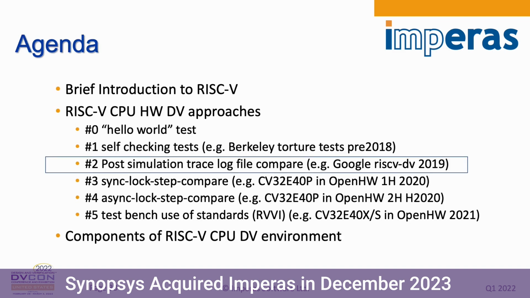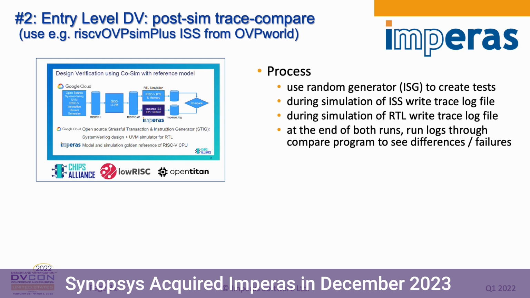Let's look at the next one, post-simulation trace log file compare. This is really entry-level DV, where you're going to get a program. In this example, this was used in the lowRISC Ibex initially, with the CHIPS Alliance organization with the open source cause, and working with Google Cloud, who built this generator. I'll talk a little bit more about it later, an instruction stream generator. Actually, it writes out an assembler, not a C file, which you then have to use a tool chain to turn into a memory, an ELF file, a binary version.